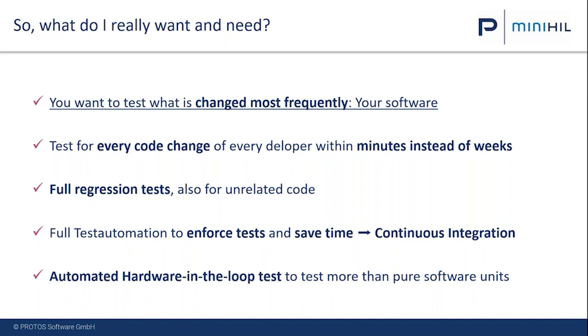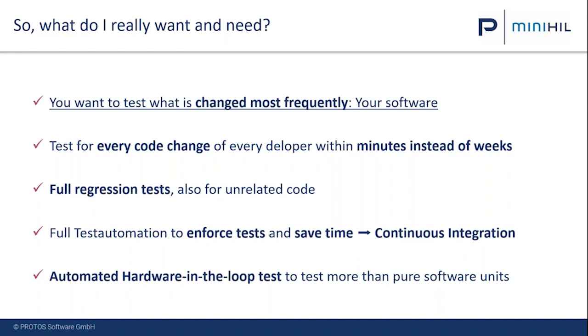We want a full regression test, also for unrelated code. So why is that? If you have a change in one part of your code and you only try it out in this part of the code, you might have triggered some problems in another part of the code, some side effects. Even in a normal software system, that's a problem. In an embedded system, that's more frequent because you have limited resources, you're using the same memory, and so on. So you might trigger some side effects there. So you want a full regression test to make sure that your system still works after your change.